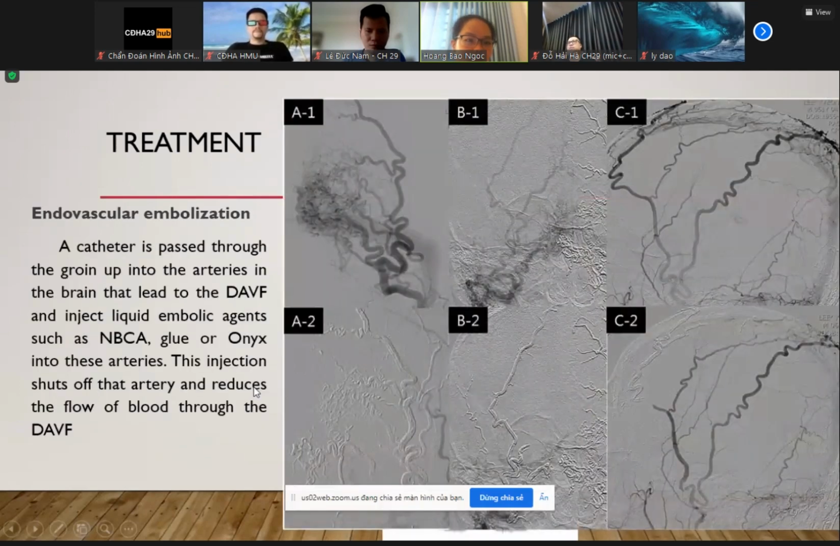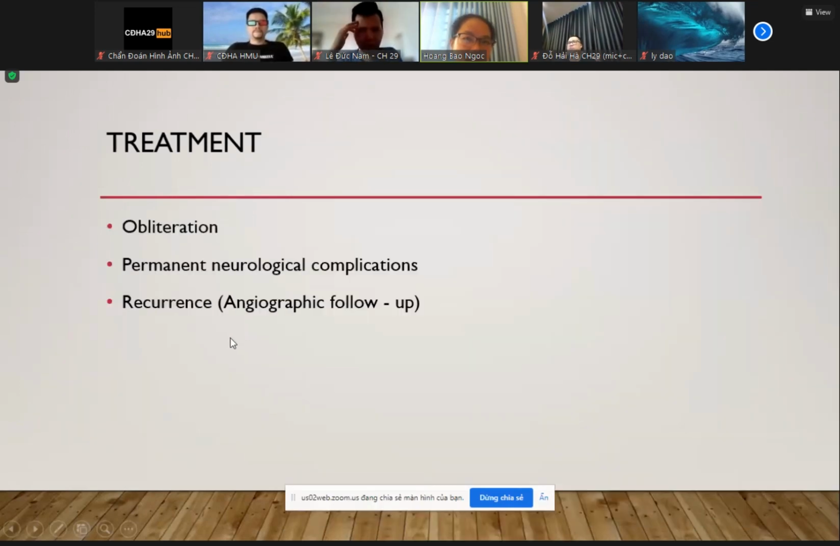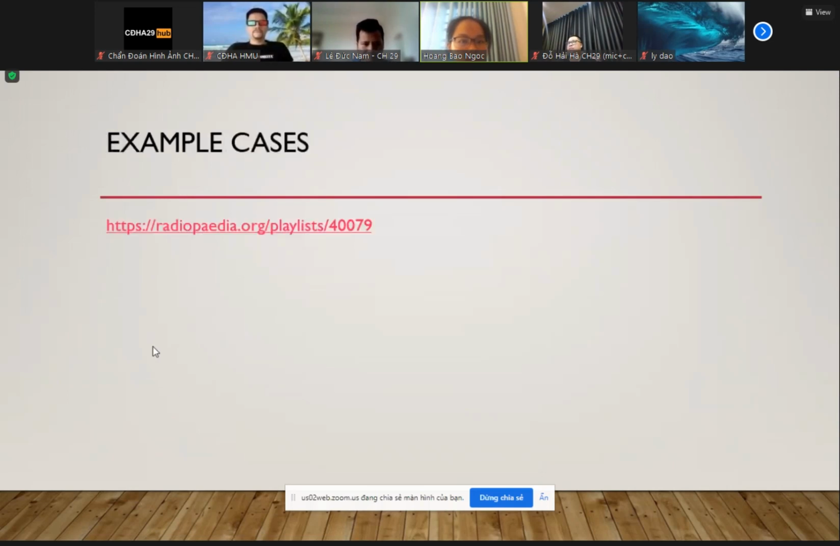Even though endovascular embolization works in most cases, there is a small number of patients suffering from complications like permanent neurological complications or recurrence, which can be detected through angiographic follow-up. And this is my presentation about dural fistula. So now let's move to the practical part. I will send you the link of the case on Radiopaedia.